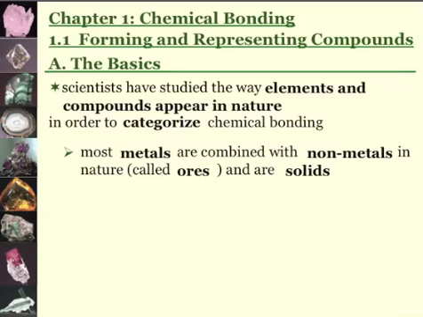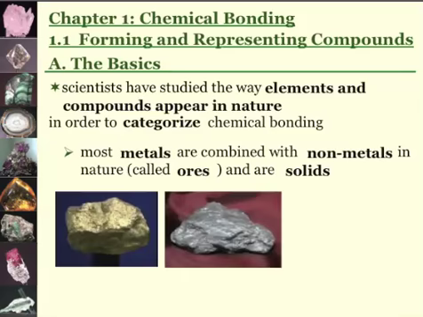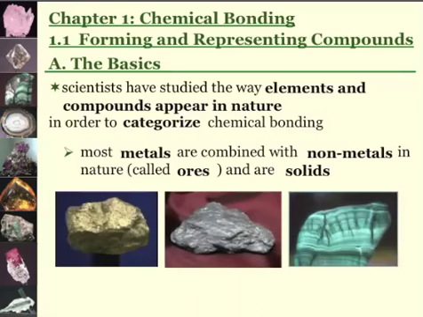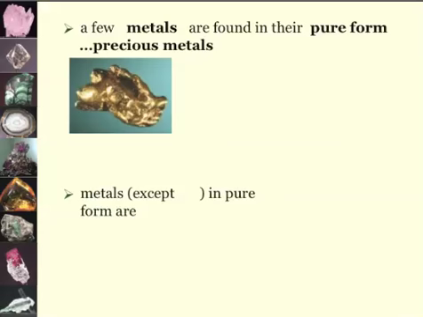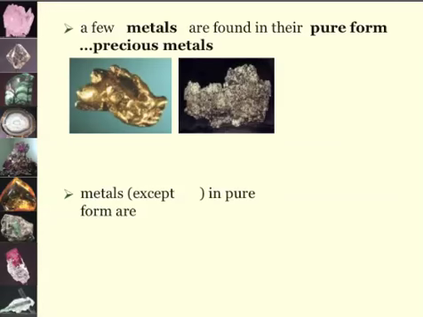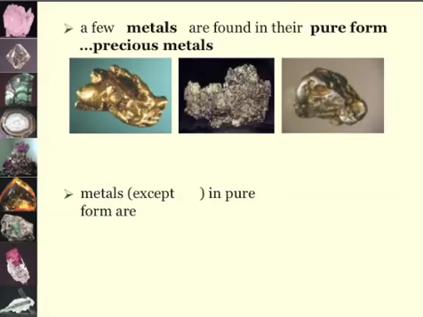Okay, so we have some examples here. These are examples of ores which are found in nature, which are a combination of metals and nonmetals. We also have here, so few metals are found in their pure form, and these tend to be precious metals. For instance, we've got gold here, and we've got some other ones here.